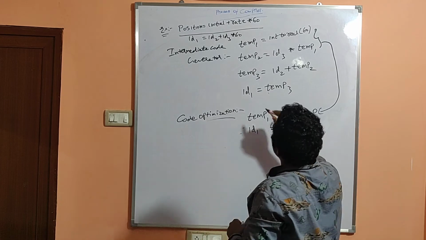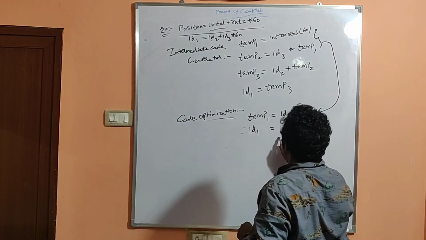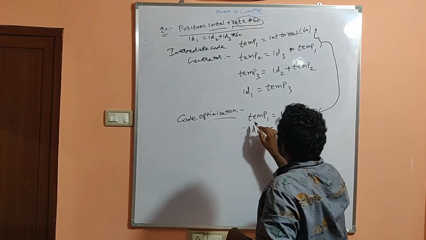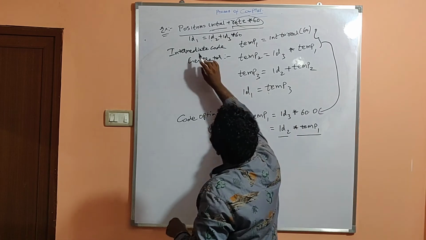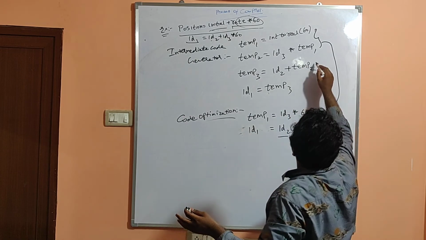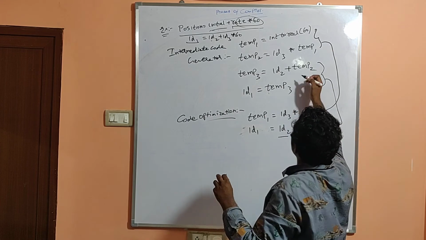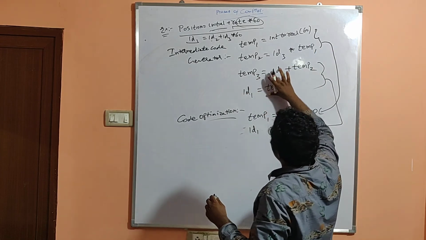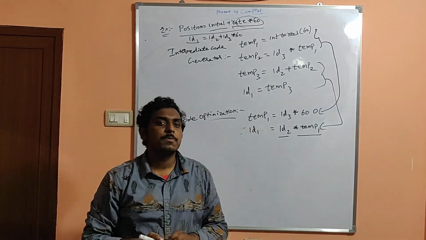Another thing, the balanced thing is initially stored in id2. That is why I have written id2, and rate into 60 is stored in temp1. That is the reason I have mentioned temp1. Everything is stored in id1, so on the left side I have written id1. The meaning of the first two lines is equal to the first line in code optimization, and the meaning of the last two lines is equal to the last line in code optimization.